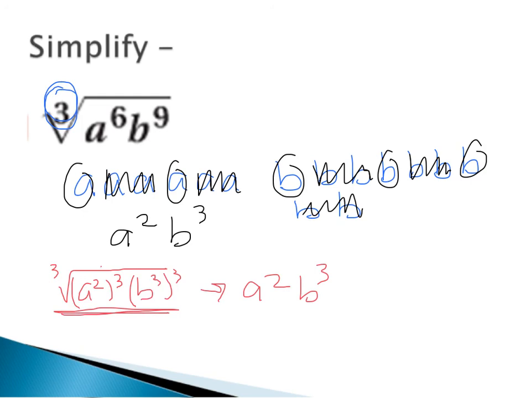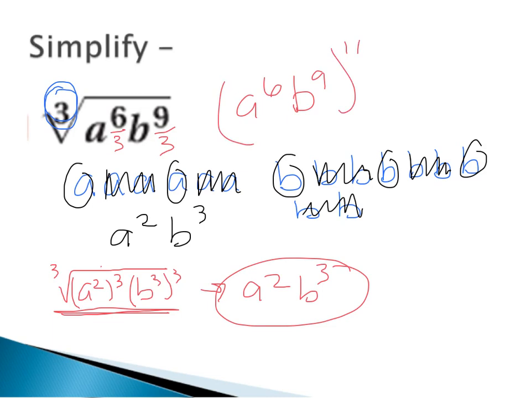Or the other way that you can think about this is using your head and think, okay, if I do 6 divided by 3 and 9 divided by 3, that would give me a squared b to the 3rd. Because remember, a to the 6th, b to the 9th, the cubic root of that is just the same thing to the 1/3 power. So power to a power, we would multiply. So it would be 1/3.